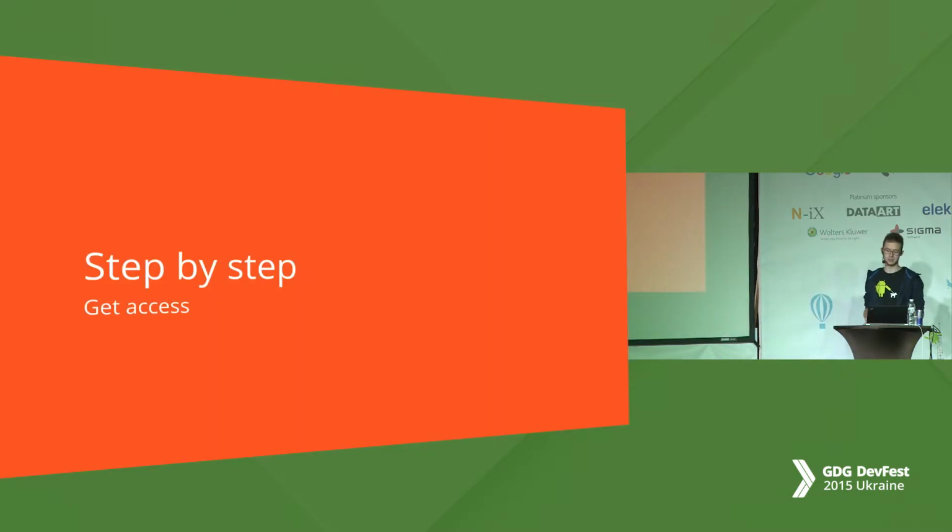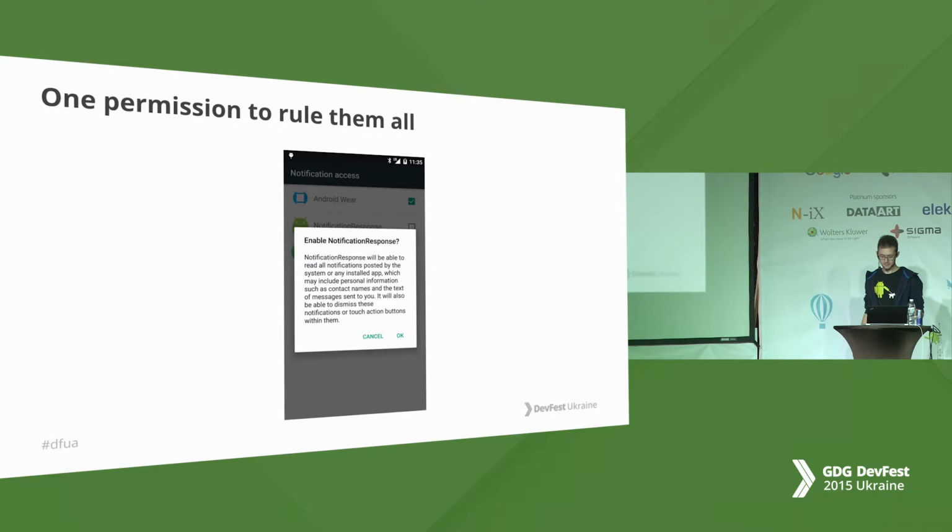Okay, step by step, how we can get access to that and what we can do with it. Basically, there is a permission for that. That's quite a common scenario, but that permission is not like any other. Basically, that permission isn't declared in the manifest file. You have to prompt the user with the settings screen. The user has to manually select your app and accept that dialog, which has text saying that the app will have access to read your notifications.